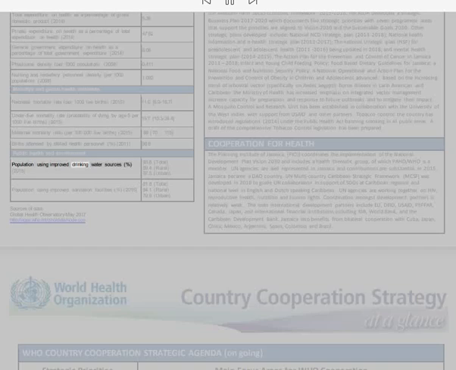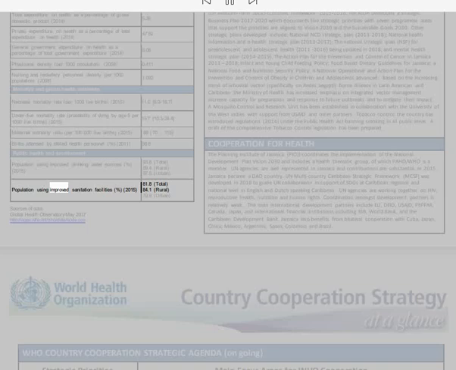Public health and environment. Population using improved drinking water sources, percent, 2015: 93.8 total, 89.4 rural, 97.5 urban. Population using improved sanitation facilities, percent, 2015: 81.8 total, 84.1 rural, 79.9 urban. Sources of data: Global Health Observatory, May 2017. WHO Country Cooperation Strategic Agenda, ongoing.